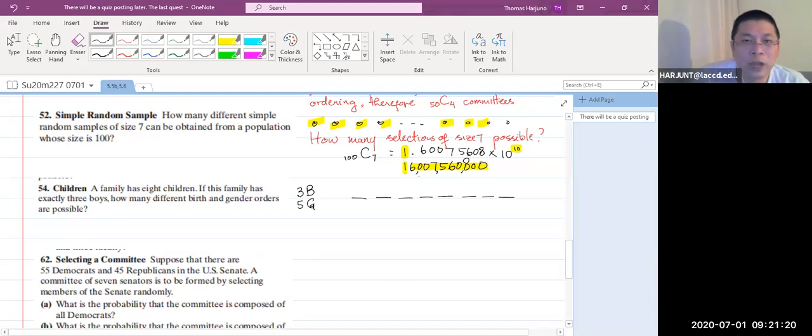Now, you can start deciding which of these 8 to be boys. For example, this is one choice. You can name them ABC: the first child is Co A, the second child is Co B, the third child is Co C, Co D, Co E.